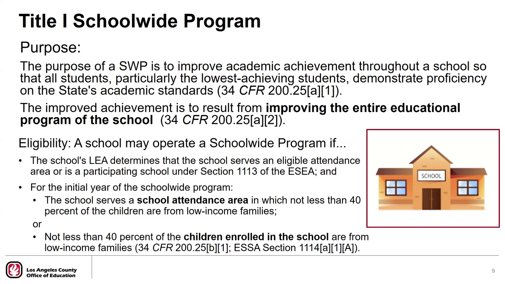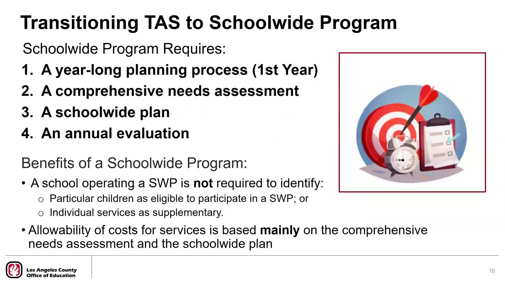A school is eligible if the school serves a school attendance area in which not less than 40% of the children are from low-income families, or not less than 40% of the children enrolled in the school are from low-income families. If a targeted assistance school meets the eligibility criteria, they can move to a school-wide program. But the following school-wide program requirements and steps must be followed.